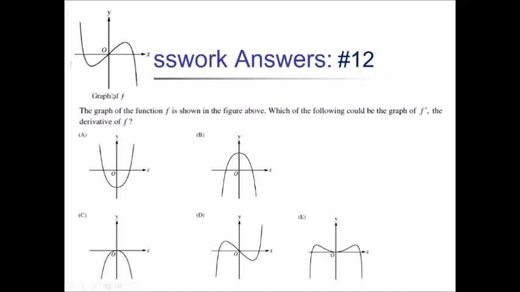Looking a little bit further here, we see that we are increasing on the original function at x equals 0. That means that f prime is going to be positive, above the x-axis, at x equals 0. So that's enough to narrow it down to choice B.